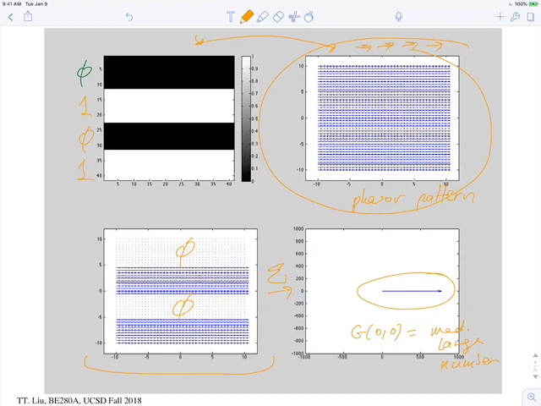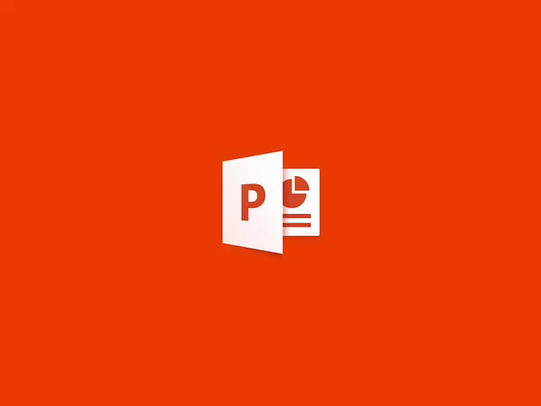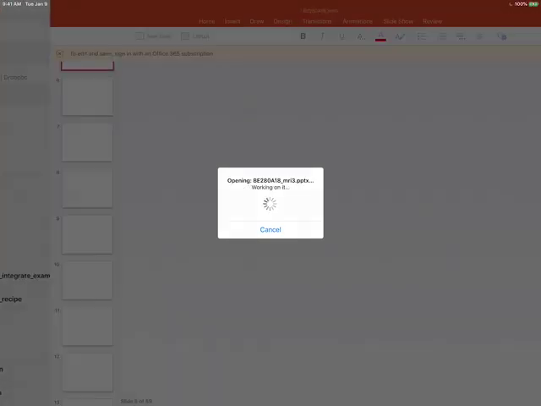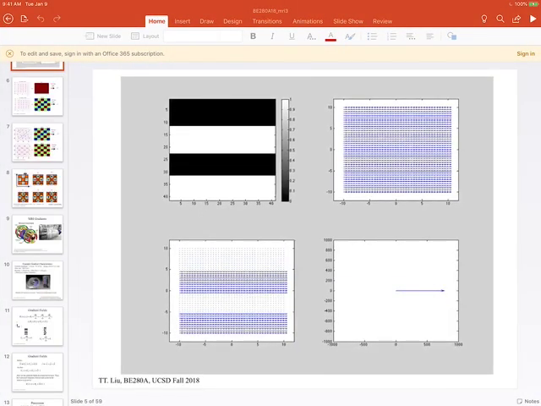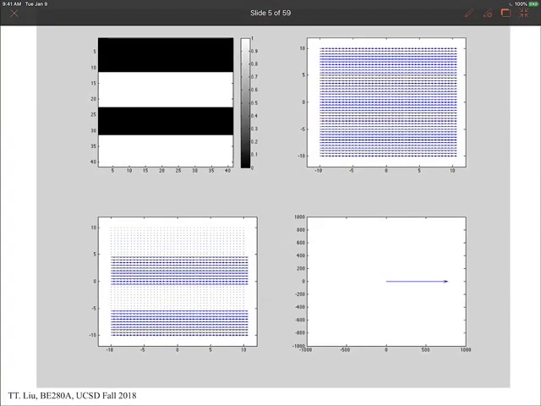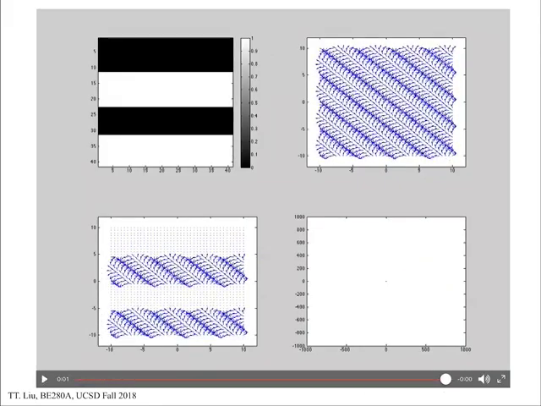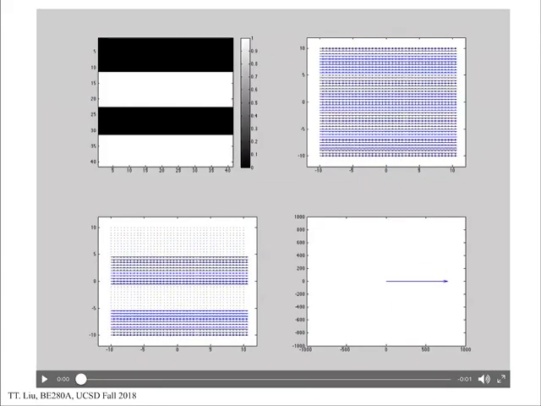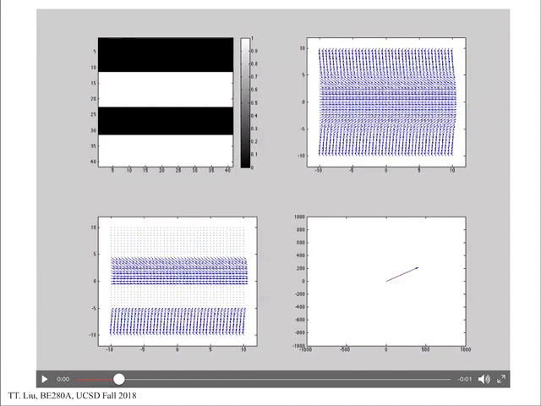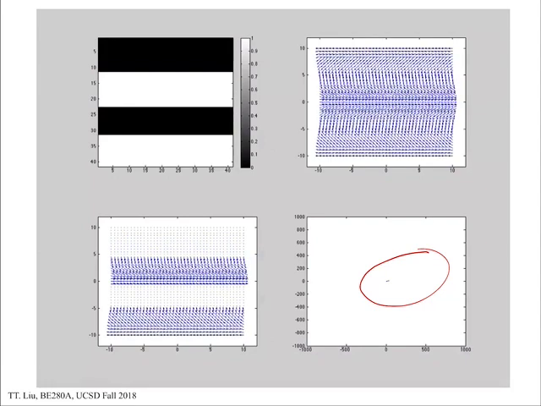Let me switch to the PowerPoint, so hopefully this will work. Great. This is the movie, and we're going to play it. That's too fast, so let me do it by hand. Watch what happens as I change the phasor pattern. You notice how this value here is changing. And right here, it's almost gone to 0, so all the spins are canceling out here.